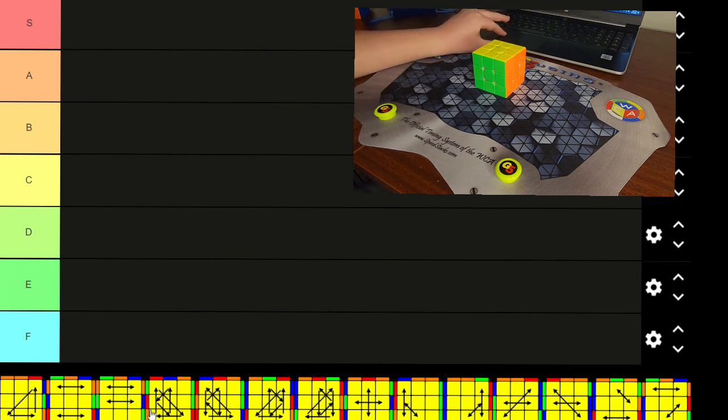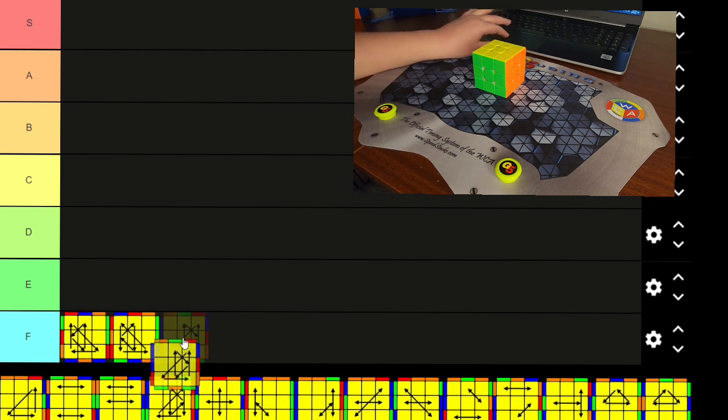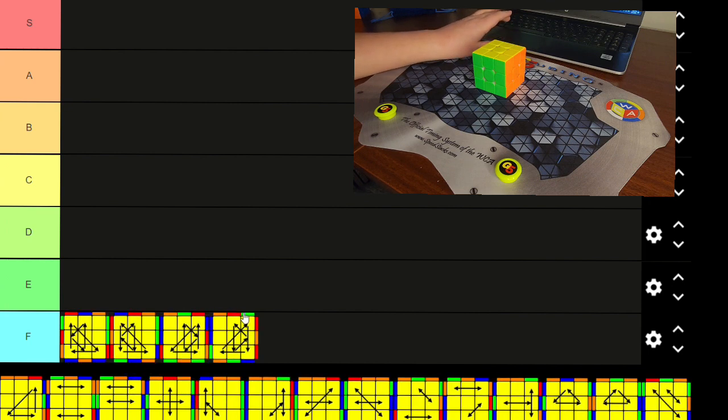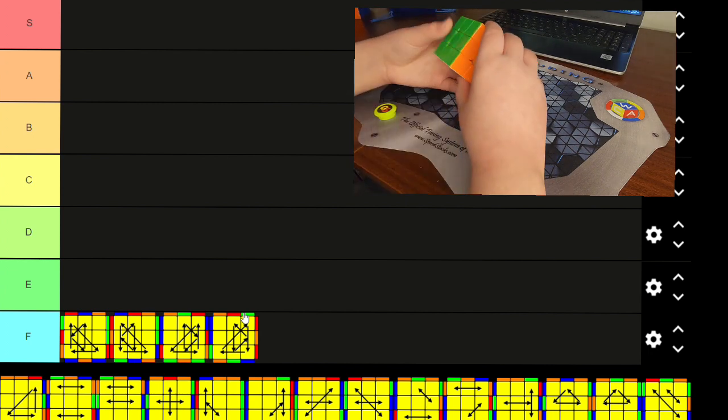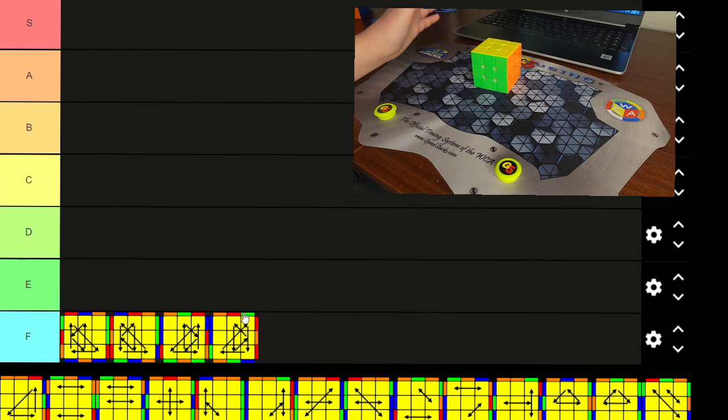Okay, let's just start it off with G perms, because, yeah, I don't know G perms. They look pretty hard to learn, and I mean they don't look that hard to learn. It's just frustrating because they don't look that hard. I've done the algorithms slowly. They don't seem that hard. I just can't memorize them for some reason, and there are so many of them. It's just gonna be so annoying.